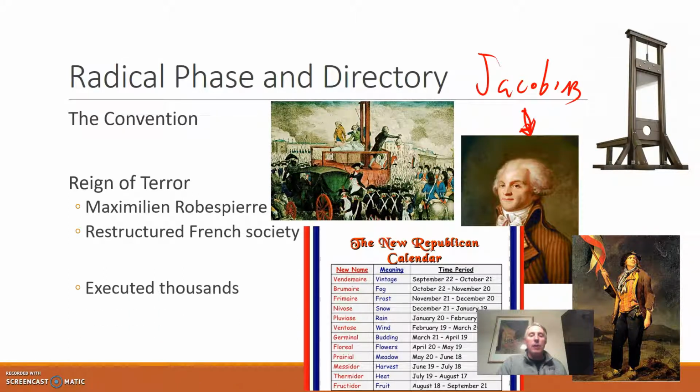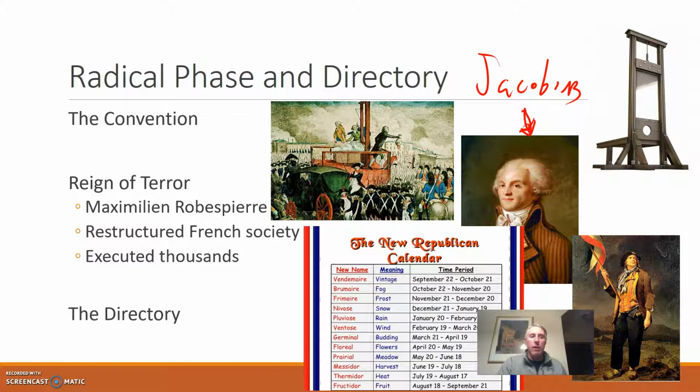They also executed thousands. Anyone who was accused of being against the revolution or this new society they were creating was sent to the guillotine. 40,000 people were beheaded and 300,000 imprisoned just from 1793 to 1794. Now, many of these victims were fellow revolutionaries who fell out of favor with Robespierre and the Jacobins because they weren't radical enough. Now, the intensity of the violence, it couldn't keep up. This led to the third phase of the revolution, the Directory.